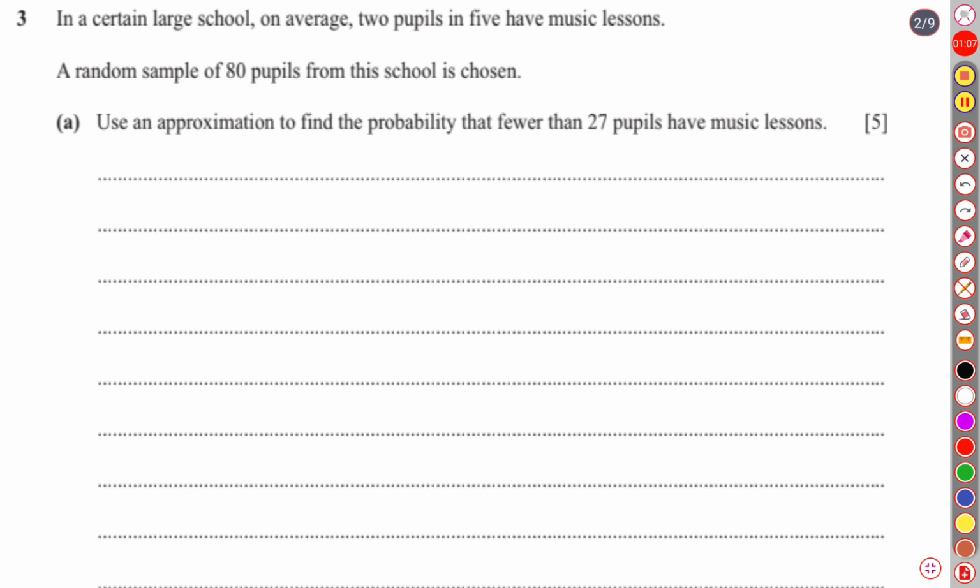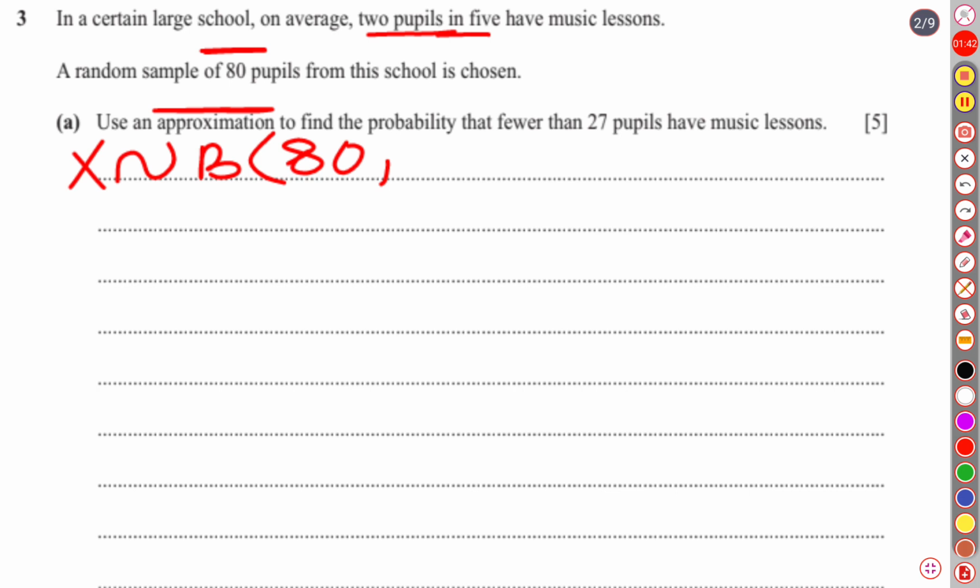We know that whenever the word approximation is mentioned, it means the distribution is given in binomial, which is to be converted to normal distribution. So let us write first, it is given as binomial distribution, and we know the parameters for binomial distributions are n and p. N is the total number of experiments, which is 80, and p is the individual probability. What is the probability? Probability was two pupils in five. That means p is equal to 2 over 5.